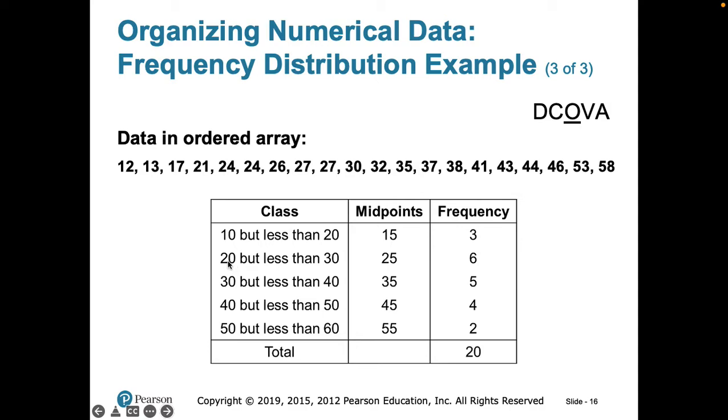The second one says 20, but less than 30. So we have 1, 2, 3, 4, 5, 6. And that's our frequency. One thing that you need to keep in mind is when you do your totals, you have to make sure that the total equals the same number that you have for observations. We already talked about that we have 20. In this case, our frequency total is 20. If the number was 19 or 21, that would tell us that either we missed one or we added one. So that's a quick, easy check that you can do to make sure that you collected all the data.